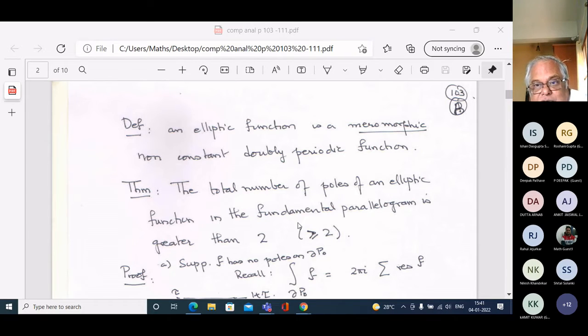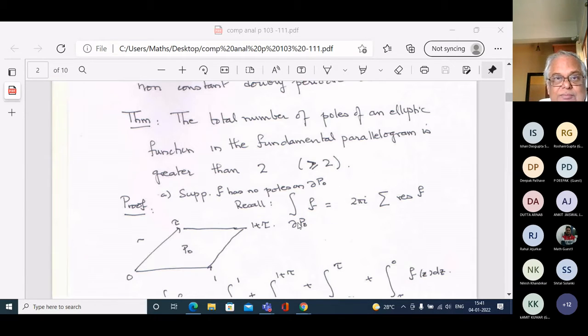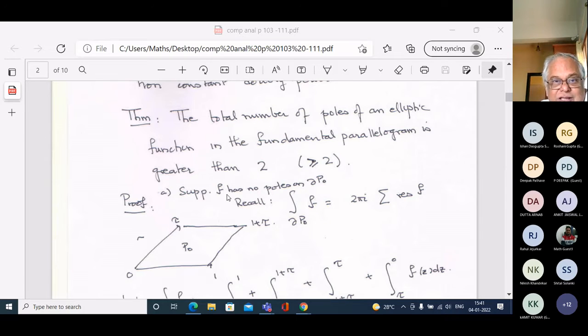Now the total number of poles of an elliptic function in the fundamental domain has to be at least 2. And this is a very easy consequence of the residue theorem. Why? Because if you have this meromorphic function f, you integrate it around the boundary of the fundamental domain. Suppose it has no poles on the boundary. Then the integral from 0 to 1 is equal to the integral from tau to tau plus 1 because the function is periodic.